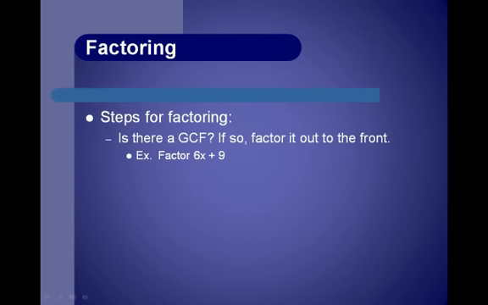So let's go back and review some steps for factoring. The first thing to consider is, is there a greatest common factor? That is the largest number that will divide evenly into every term. If so, factor it out to the front. For example, to factor 6x plus 9, the GCF of 6x and 9 is 3.